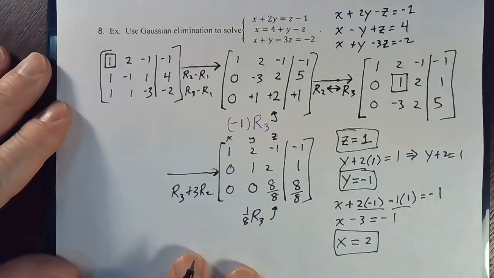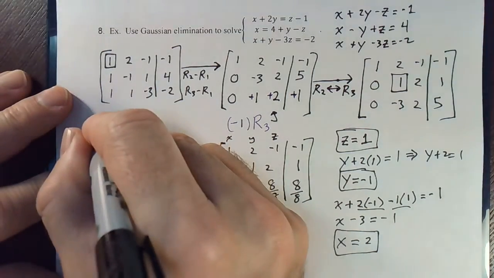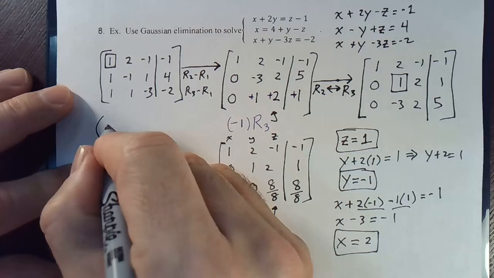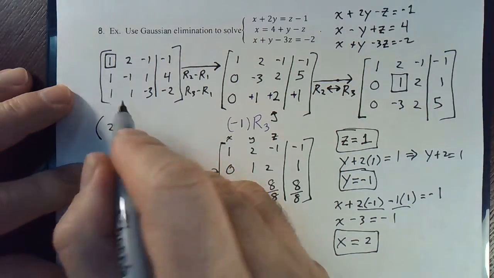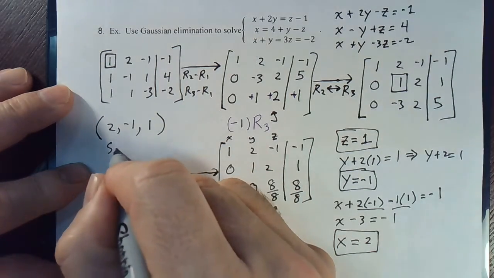All right, so the solution is written as an ordered triple. x, y, z would be 2, comma, y is negative 1, and z is 1. This is the solution.